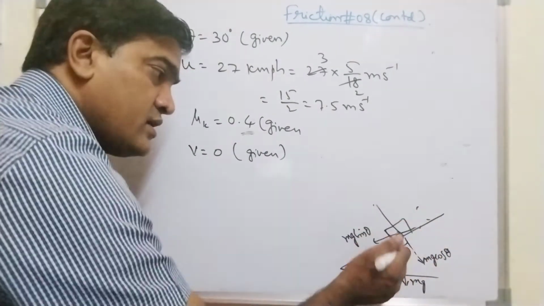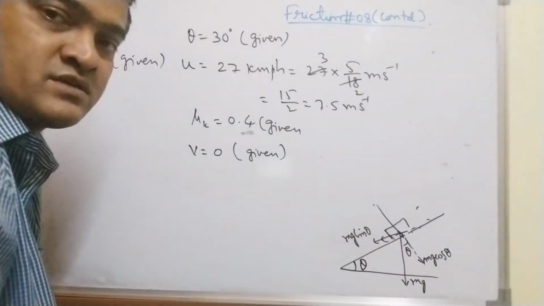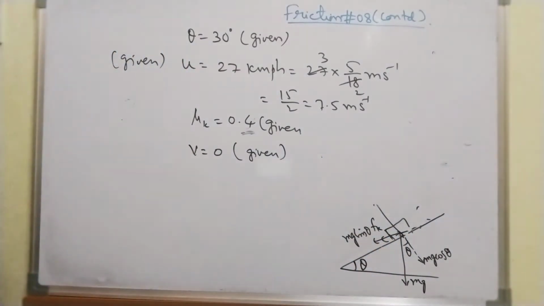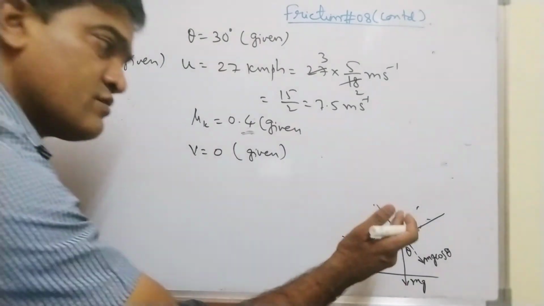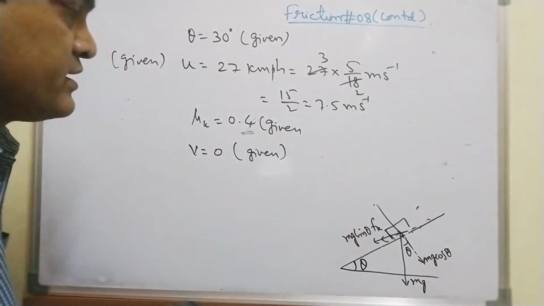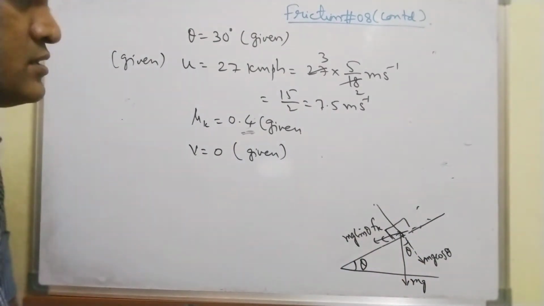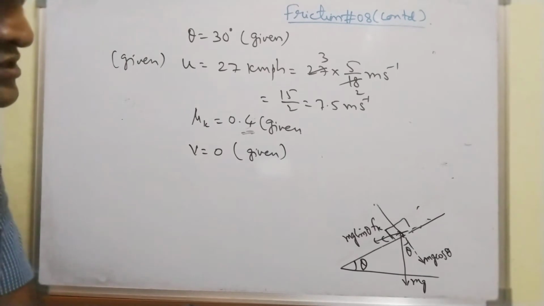This Fk should be in the downward direction, is it not? Actually the figure is given like this, but Fk should be in the downward direction, because when the car is still moving upwards, the frictional force will be opposing. Actually it is shown like this, but that figure is wrong in the textbook. So this is the correct one.